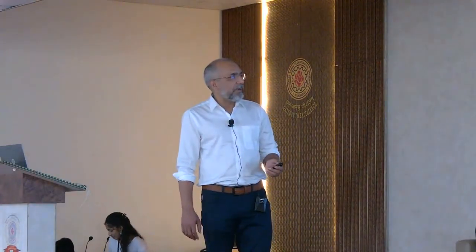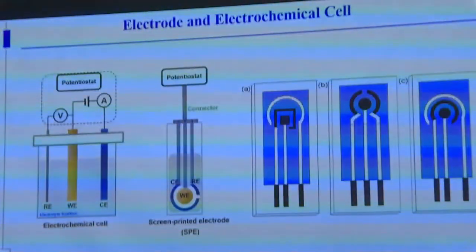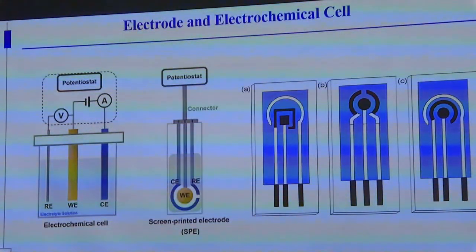That's why it is called linear sweep voltammetry. So these are the basic categories of electrochemical biosensors. Before we go to biosensors, how do we do the experiment?